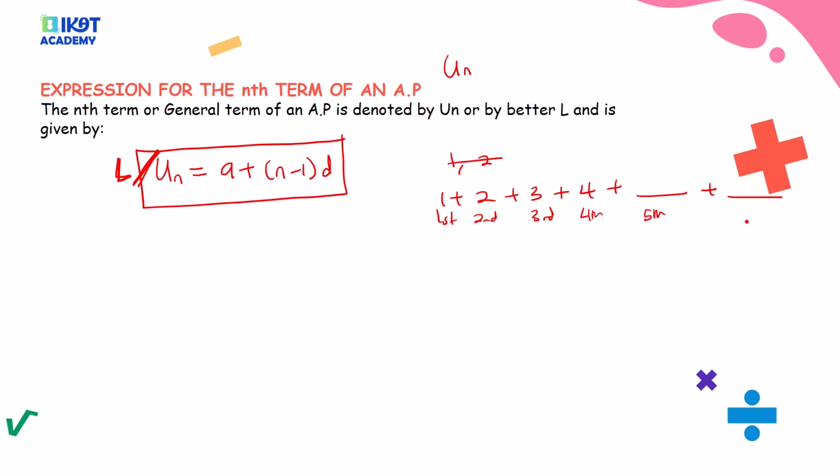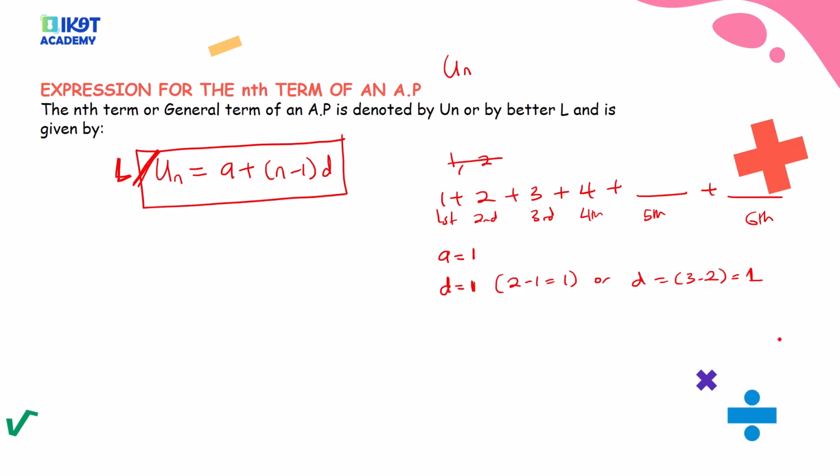What is A? I told you always first try to interpret what you've been given. A is 1. What is D? The common difference is 1. Because how am I getting that? 2 minus 1 is 1. Or you can also get it by saying 3 minus 2. Because this is a series, I told you they all have what's called a common difference. It is common to everything. So the common difference I have is 1.